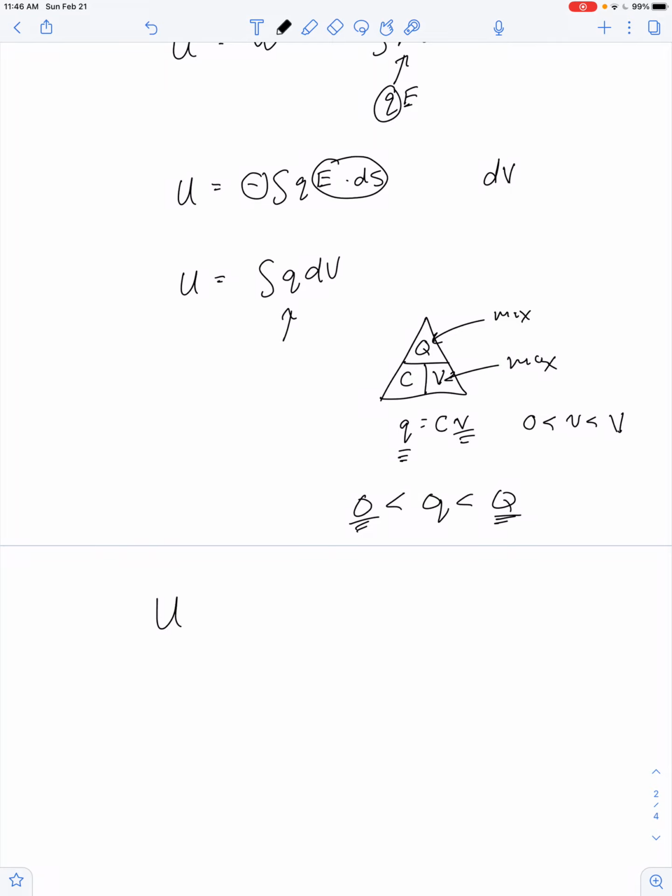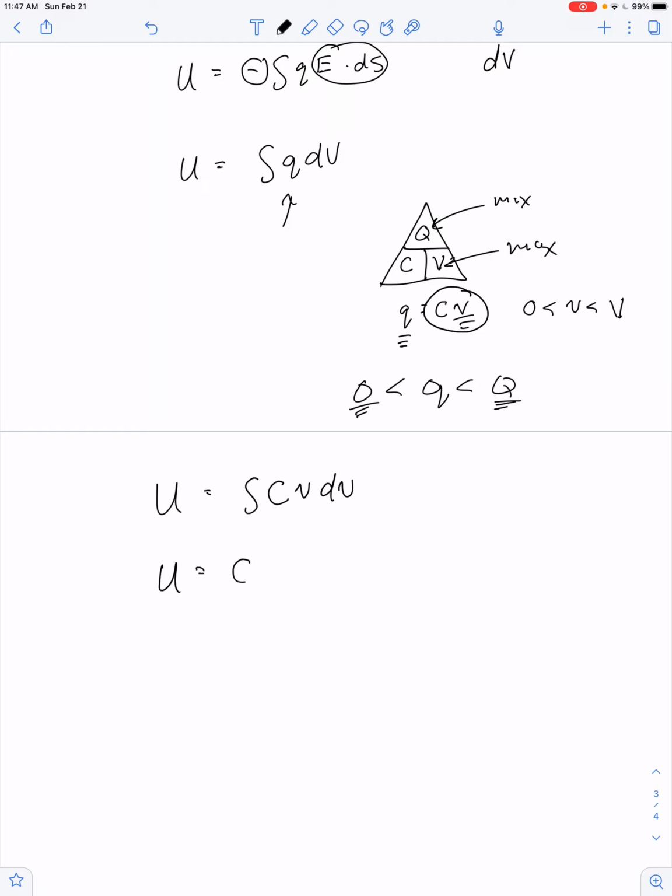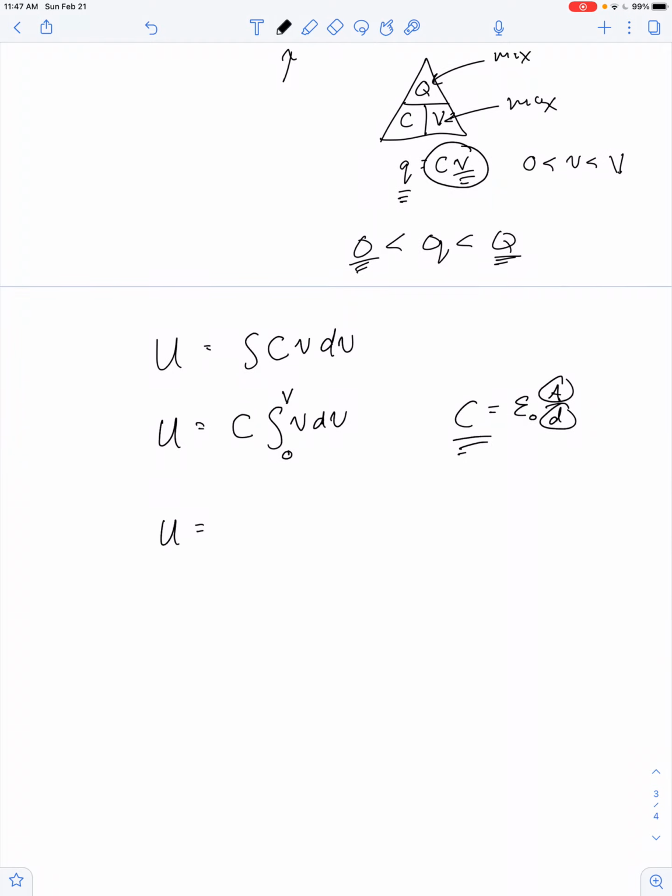Okay, so the potential energy is equal to the integral of capacitance times instantaneous voltage times dV. Capacitance is a constant unless we change the dimensions, right? The capacitance of a parallel plate capacitor is epsilon naught A over D. So assuming we keep the area and the distance between the plates the same, capacitance is a constant. So now we have the integral of V dV as the voltage goes from 0 up to the voltage of the battery. So this becomes U equals capacitance times 1/2 V squared. Or in other words, the potential energy of a capacitor is 1/2 CV squared.